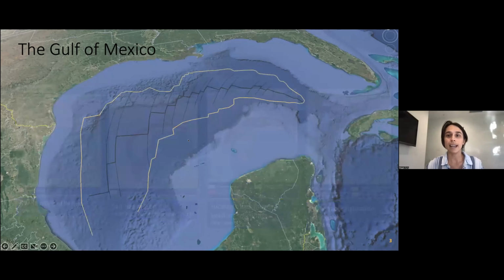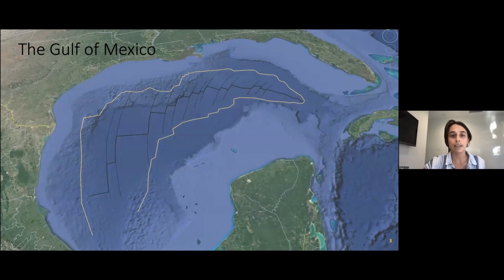So what we have is an extensional passive margin basin with highly extended crust that transitions to oceanic crust. So these lines here illustrate the approximate limit of oceanic crust. That's this yellowish white line here. And then you can see the extinct spreading ridge and the transforms. This study is going to be focused in the eastern Gulf of Mexico, encompassing both the Yucatan and Florida.